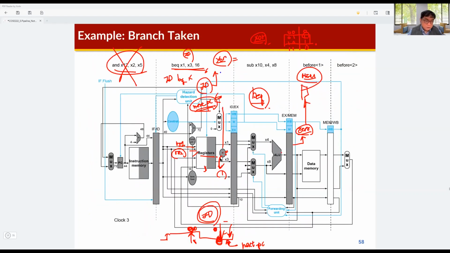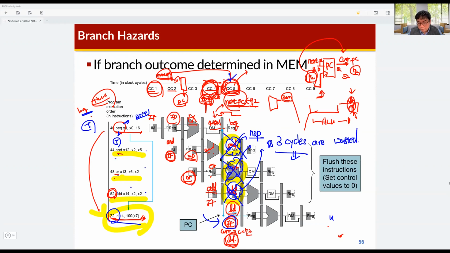But with the enhanced design, this processor just wastes 1 clock cycle. Okay, understand? For the normal processor, this processor does not have any special hardware that compares the two values from the register file. So we can draw a clock cycle diagram like this.